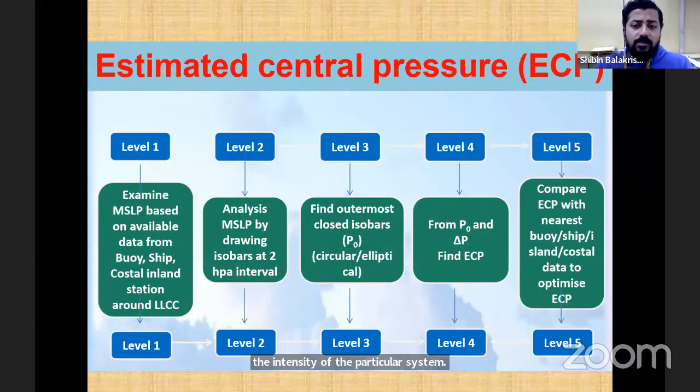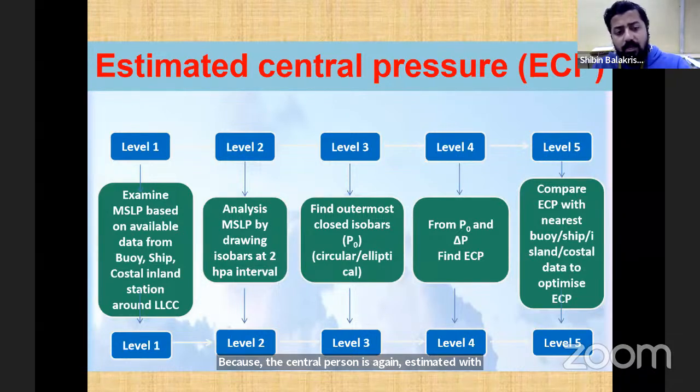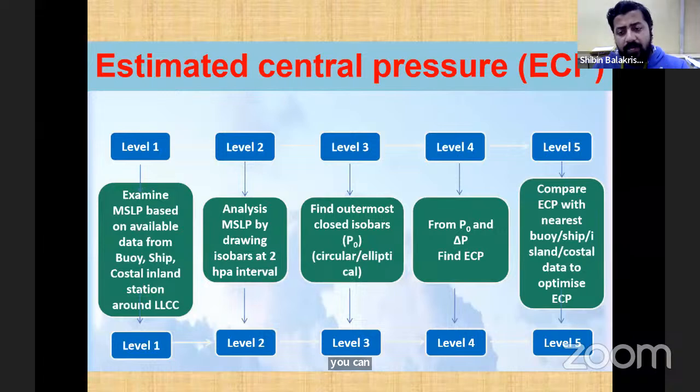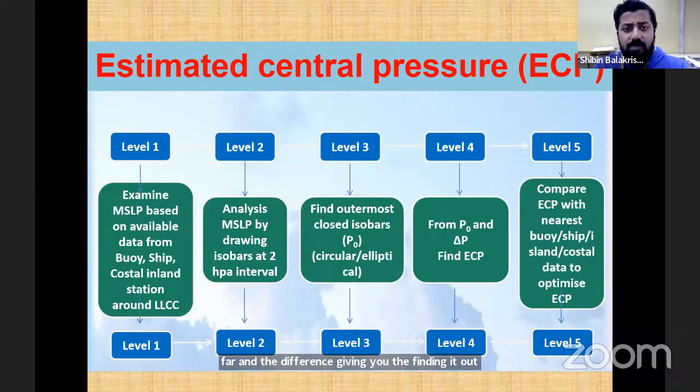So how do we measure the central pressure? The central pressure is estimated with respect to different levels. Initially we examine the mean sea level pressure data, which is available from your observations like buoy, ship, or coastal and inland stations around the low level cyclonic circulation. This is analyzed by drawing isobars at 2 hectopascal interval and finding out the outermost closed isobar, and with the difference we get the estimated central pressure. We compare this estimated central pressure with your ground truth value, which is your buoy or ship, to optimize the exact value.